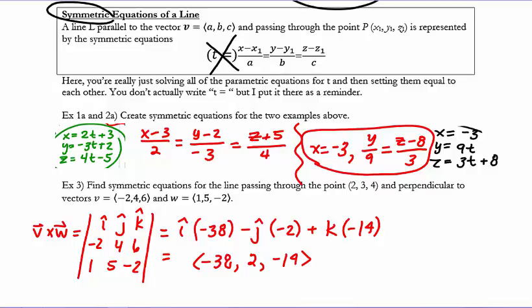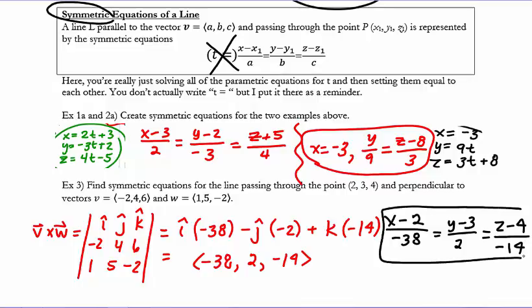So if I write the symmetric equations of a line, I'm going to do x minus 2 over negative 38 equals y minus 3 over 2. And I can shift this, here we go. And then equals z minus 4 over negative 14. And that would be my symmetric equation. So in parametric, your coefficients are your direction vectors. In symmetric, your direction vector is your divisor. In parametric, you add the initial point. In symmetric, you subtract the initial point.